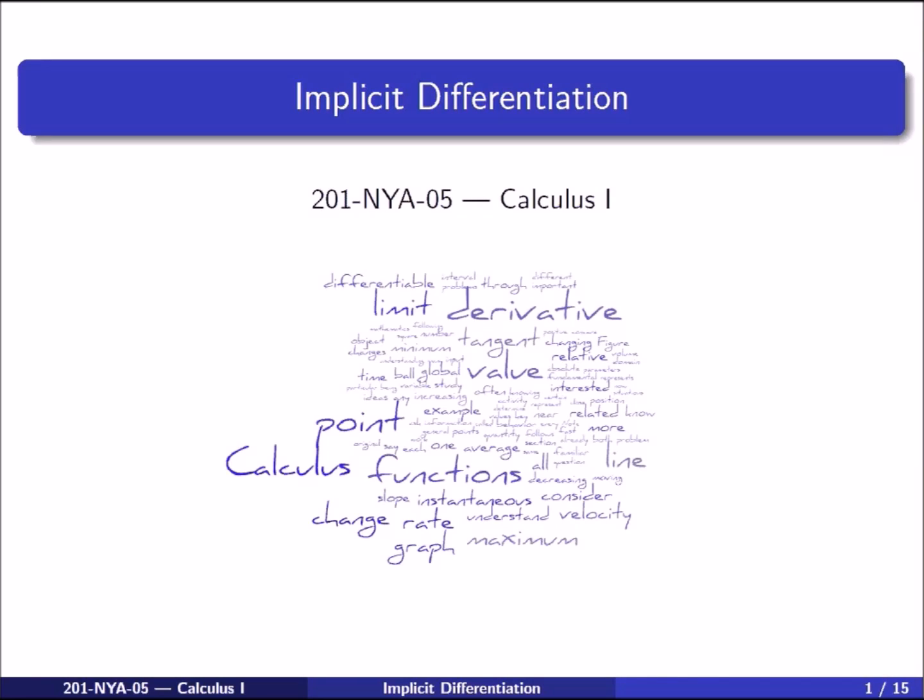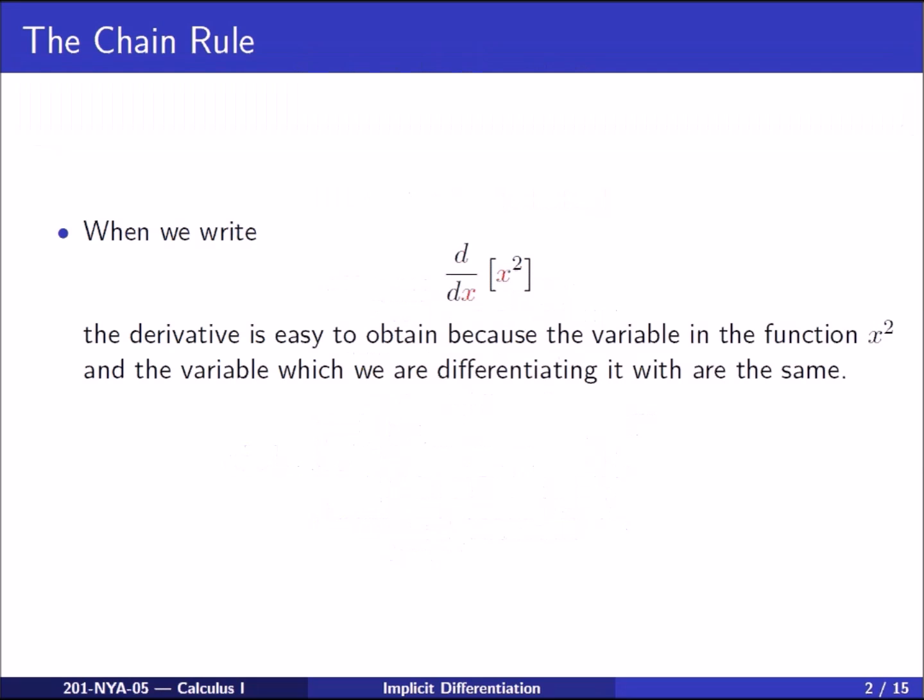Welcome to this video on implicit differentiation. We start with a little review of the chain rule. When we write something like the derivative with respect to x of x squared, the derivative is easy to obtain because the variable in the function x squared, which is x, and the variable which we are differentiating it with are the same. So here, obviously, the derivative of x squared with respect to x is 2x.